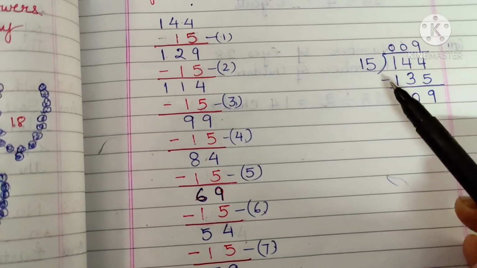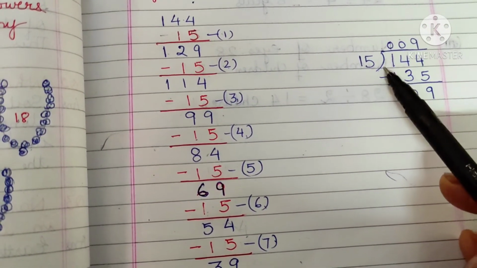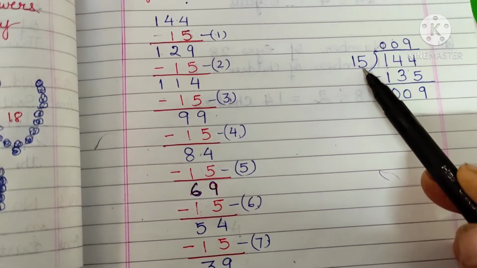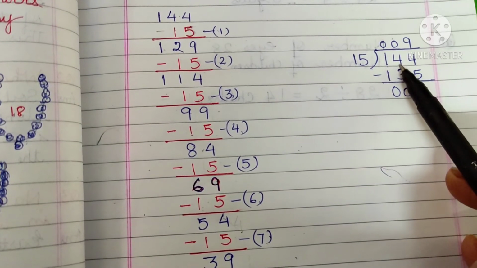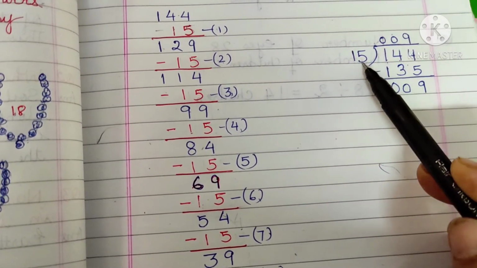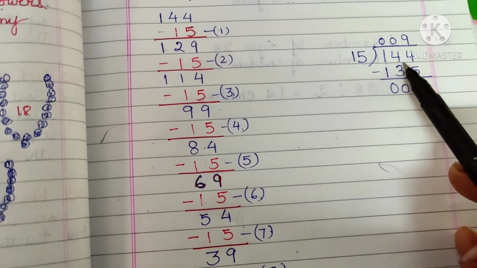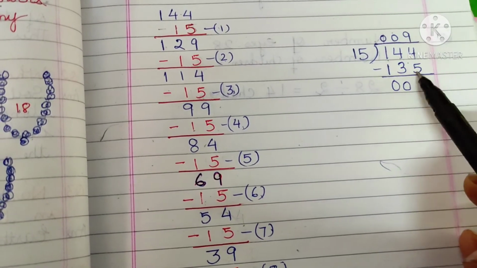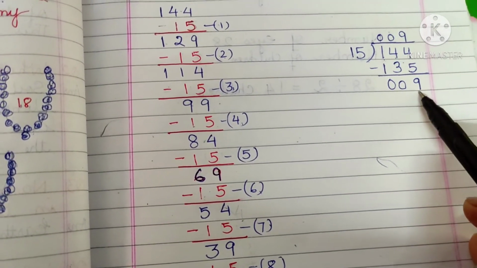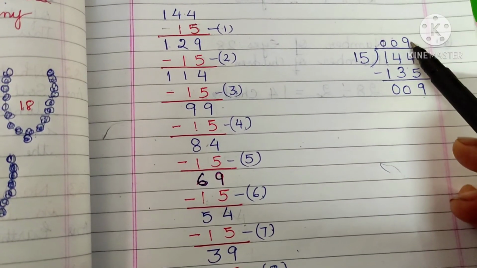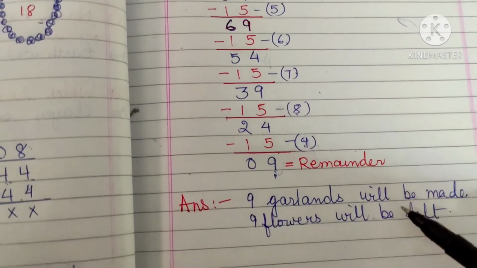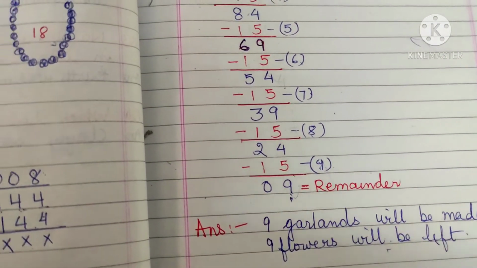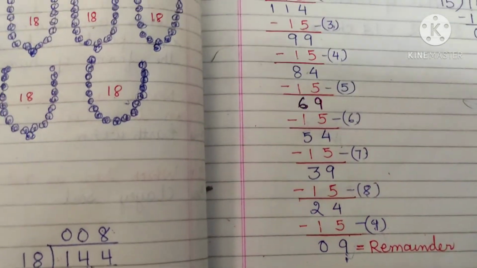Children, in the division method we can do this sum like this. First we will take 1, that is smaller than 15. So we will take the second digit also. Again 14 is smaller than 15. So this time we will take all 3 digits and read the table of 15. 15 9s are 135. When we subtract, 9 is left. It means 9 garlands are formed and 9 flowers will be left. Now children, let us see a few more questions.